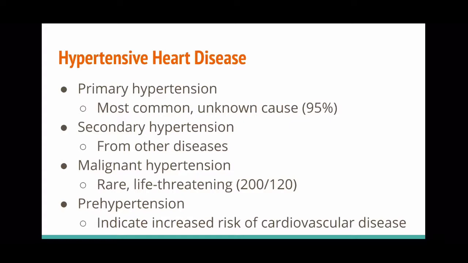And lastly, prehypertension, which is a systolic pressure between 120 and 139, and a diastolic pressure between 80 and 90. So basically it's the void between healthy blood pressure and hypertensive, and that can indicate an increased risk for cardiovascular disease.